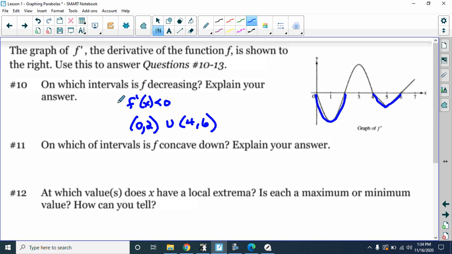Explain your answer. We did right here. We said that the derivative was negative. That's what we're looking for. You don't have to write it out in a ton of words. Just explain what you're looking for on that graph.